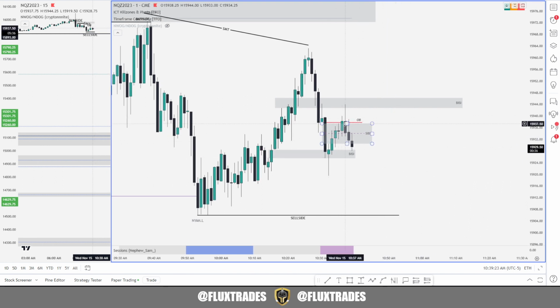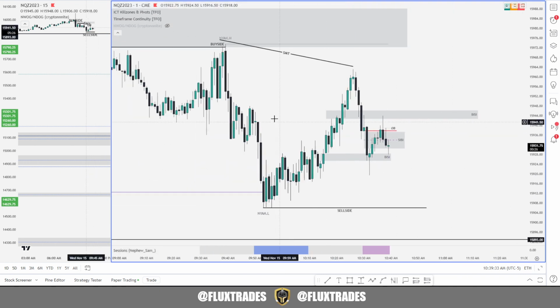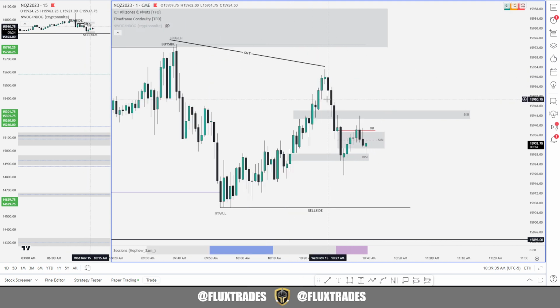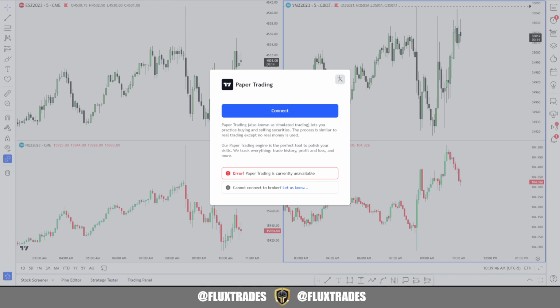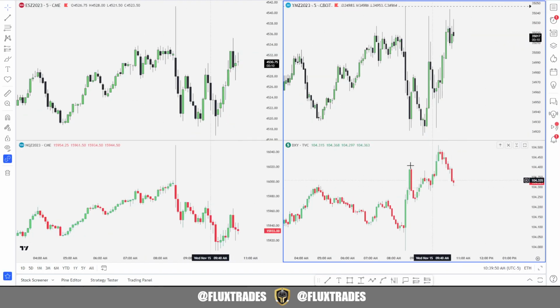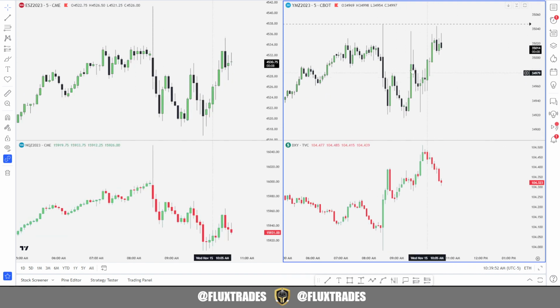Starting to trade back lower after tapping the order block. It's just very rough price action. I'm not really liking any trade idea in here at all. YM looks a mess. Oh, their paper trading just went down. Who knows? I don't know what the heck this is. Look at the 5-minute chart.